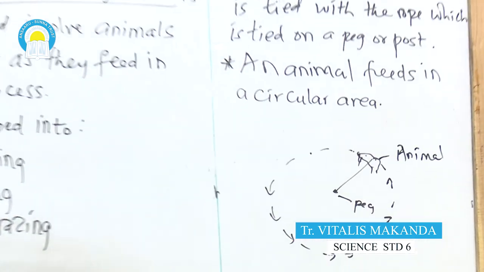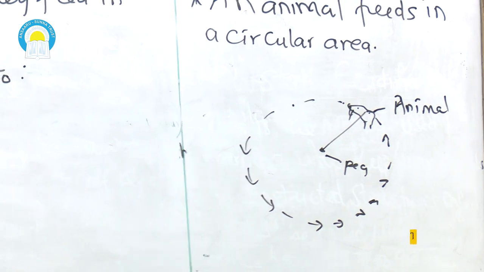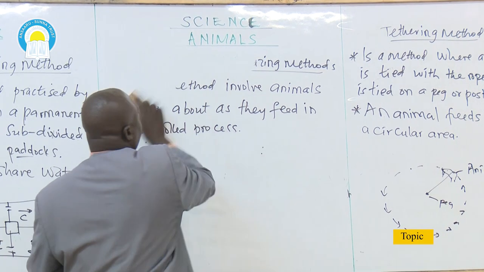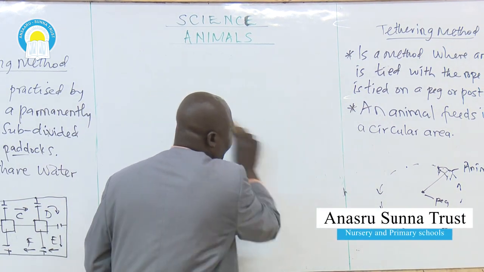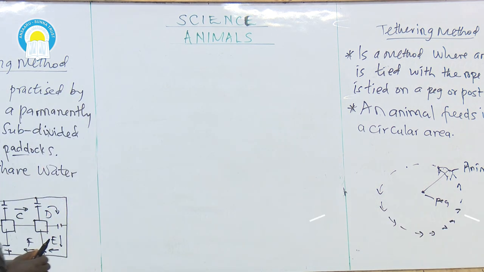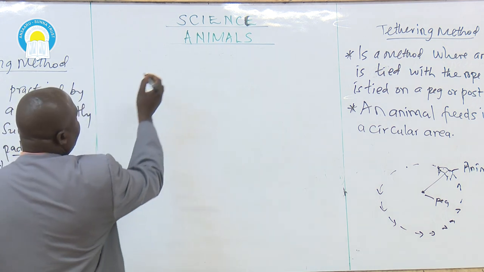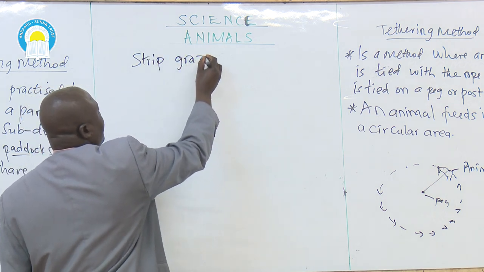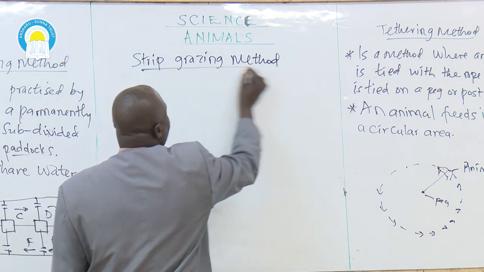Let's come to the last part, which we call strip grazing. Strip grazing is a method where animals are kept in a fenced structure, but the structure is not all permanent, some parts are temporary. So we have what you call strip grazing. Strip grazing method.